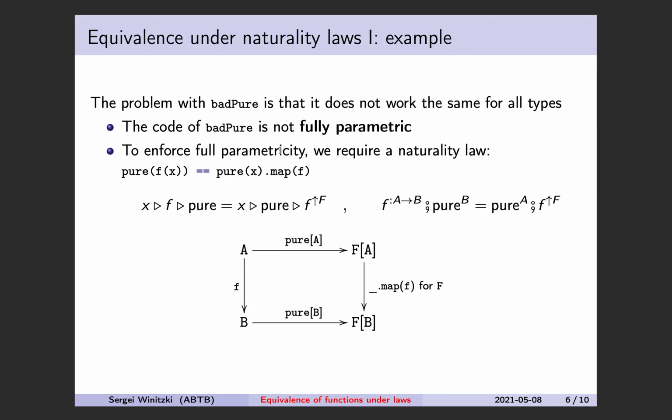To enforce that the function is fully parametric, we can require a naturality law. In the case of the pure method, this is the law. You apply an arbitrary function to the argument, and the pure of this must be equal to pure of x with map of f applied afterwards. Now in the code notation, it looks like this, where you say x to which you apply f to which you apply pure is equal to x to which you apply pure to which you apply map of f.